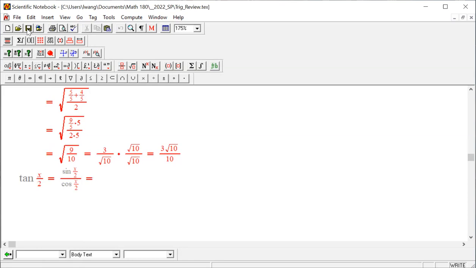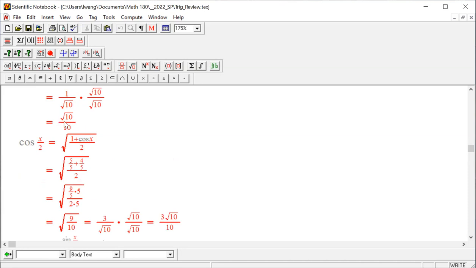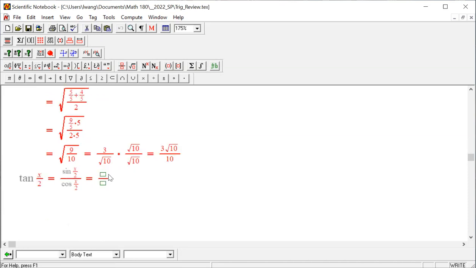Next, we have half angle sine over half angle cosine. So this is half angle sine divided by half angle cosine. Root 10 over 10 and root 10 over 10 will be reduced. So in the end, we get 1/3. That's finished.